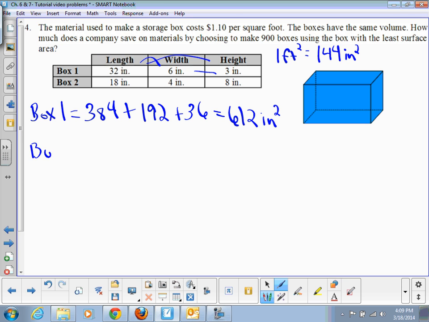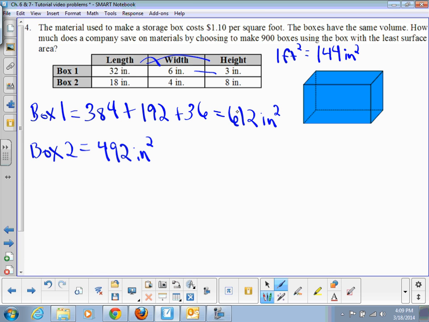Now we calculate, same method, box 2. So go through the steps. I'm not going to do all that right now just for sake of time, but you should get 492 square inches. If you need to pause this video to make sure you understand how to get that number, please do so. Now, since this is talking about how much is saved, obviously box 2 is smaller, but how much smaller?